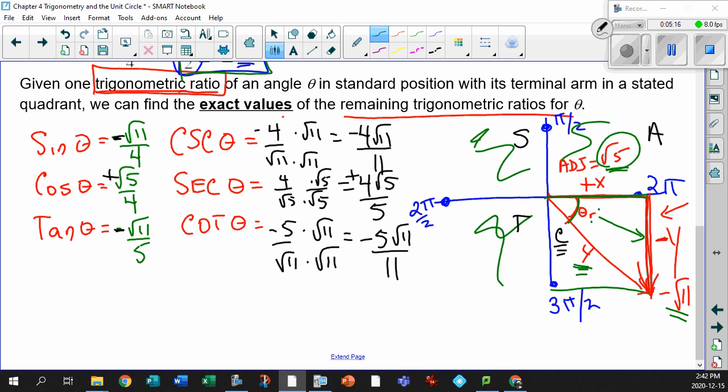Look, from one trigonometric ratio, I figured out all of them, all 6 of them, just by that. So cool.